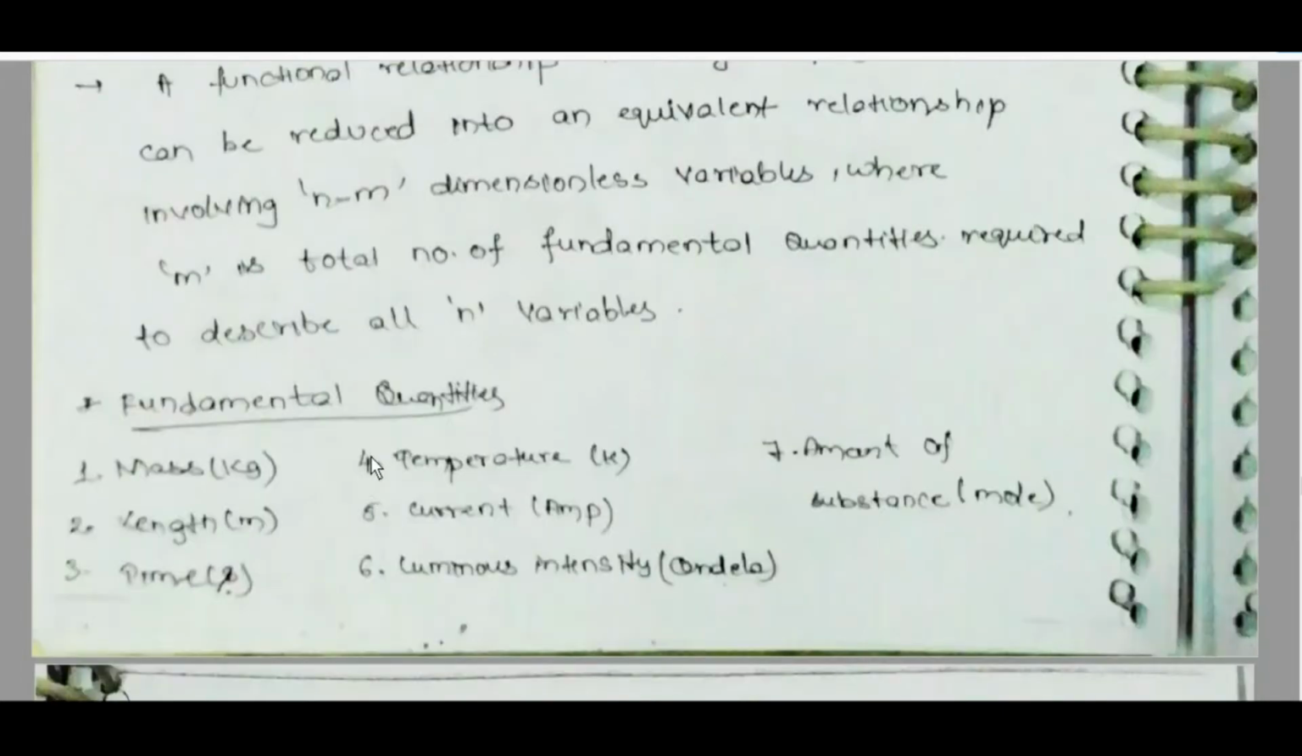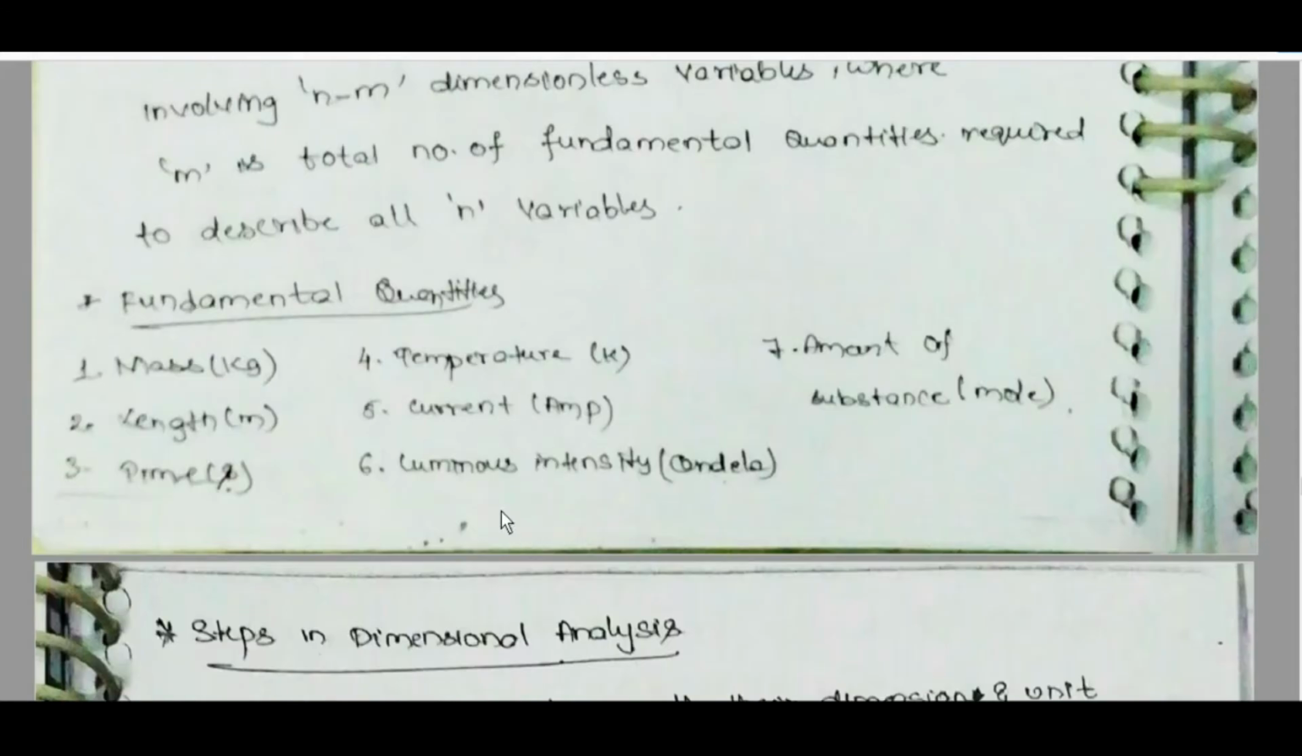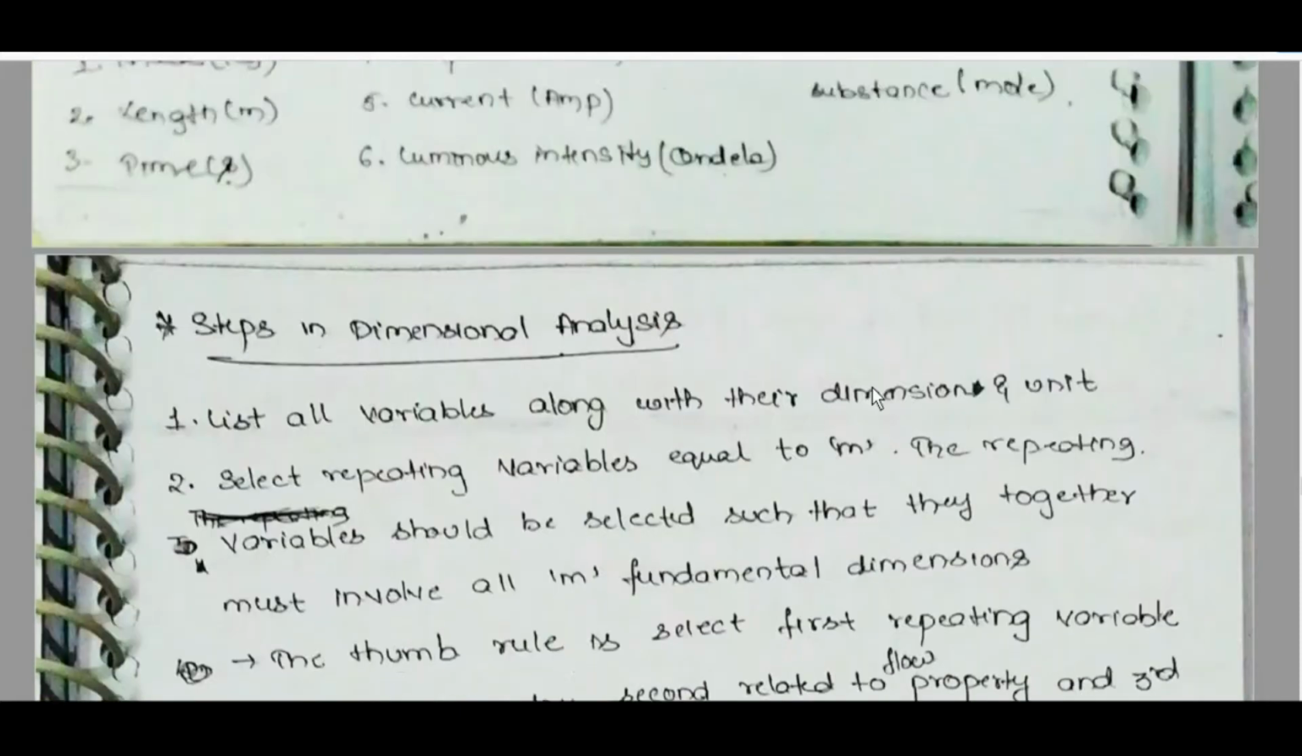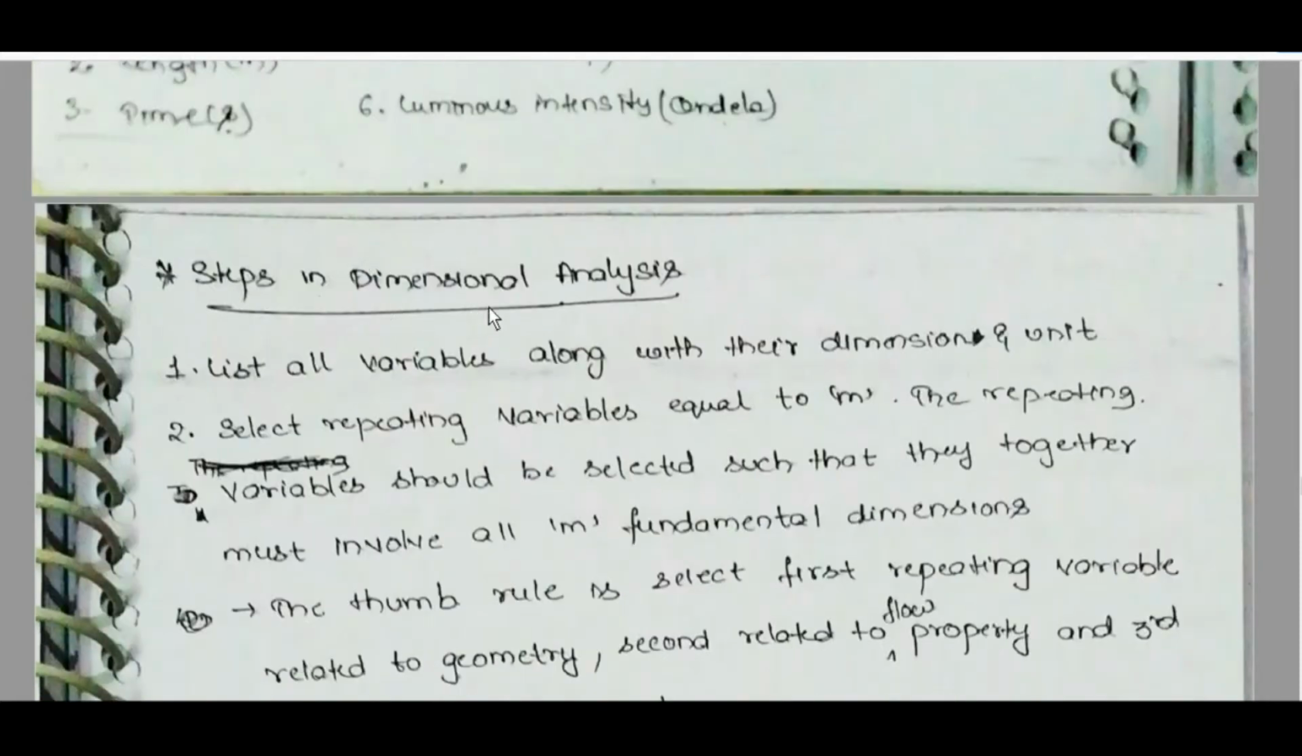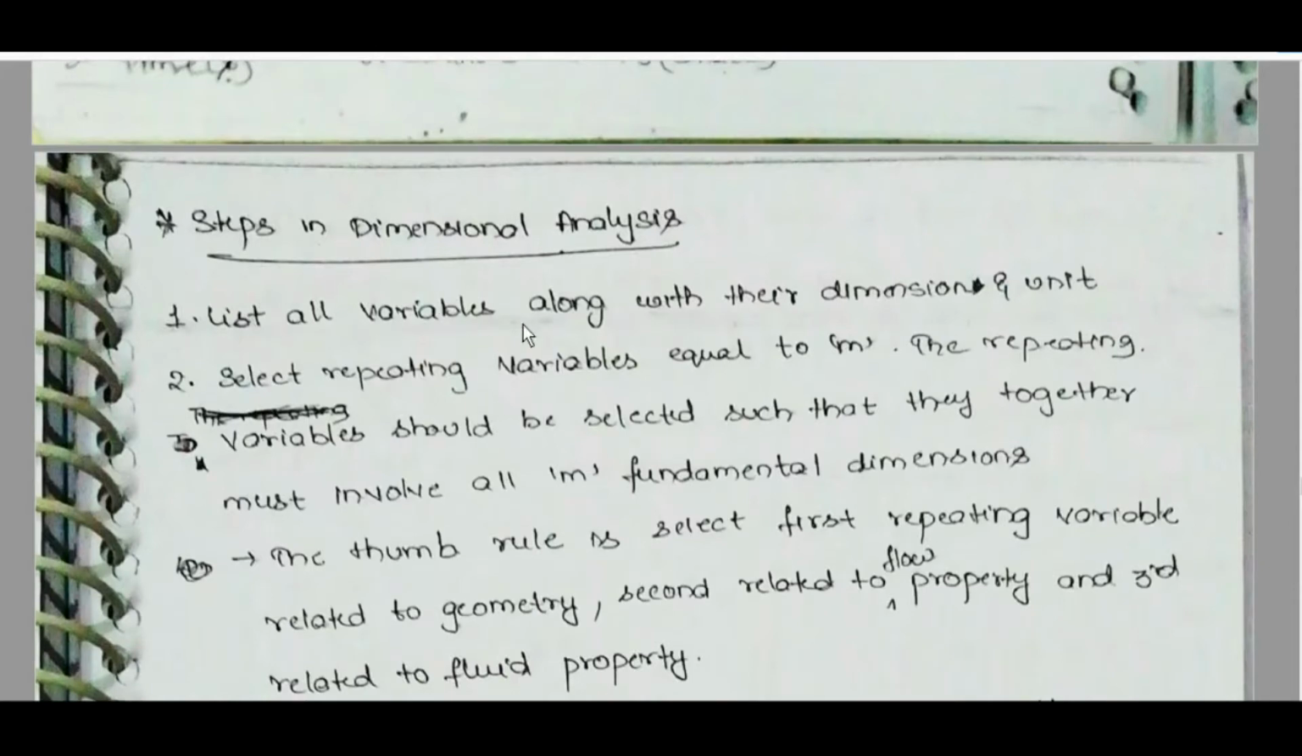Fundamental quantities: mass in kg, length in meter, time in seconds, temperature in Kelvin, current in ampere, luminous intensity in candela, amount of substance in mole. Steps in dimensional analysis. List all variables along with their dimensions and units. Select repeating variables equal to m. The repeating variables should be selected such that together they involve all m fundamental dimensions.